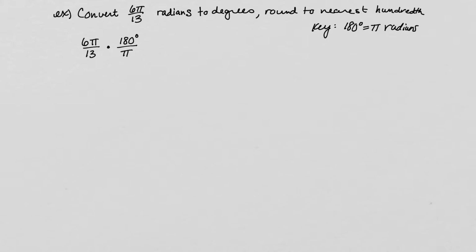Okay. So in this case, the pi's would cancel, right? And on the top, I'm left with 6 times 180 degrees. And on the bottom, I have 13. And so what I need to do in this case is actually just multiply those out. So if you take your calculator and you do 6 times 180 divided by 13, right? If you look at what your calculator gives you, it should give you 83.07692308... So it gives you some big long decimal. Does that make sense so far?